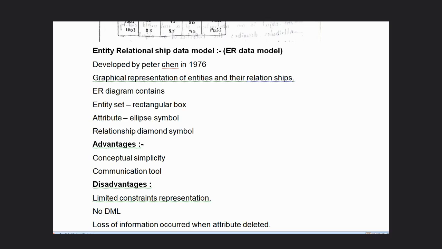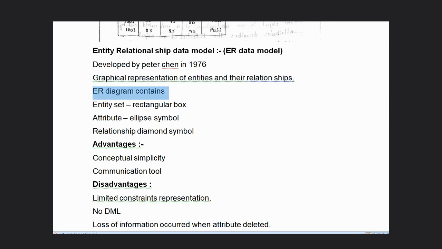The entity relationship data model, or ER data model, was developed by Peter Chen in the year 1976. The ER data model is a graphical representation of the entities and their relationships. It allows us to specify the logical structure of the enterprise schema, the enterprise database. That is, the ER data model represents the overall structure of the entire database of the enterprise.